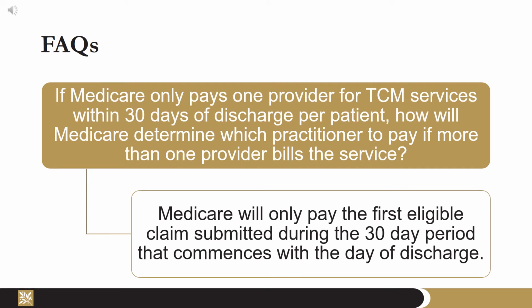Now I'm just going to go over a few frequently asked questions. So one is, if Medicare only pays one provider for a transition of care service within 30 days of discharge per patient, how will Medicare determine which practitioner to pay if more than one provider bills the service? So an example of this would be somebody going to their primary care doctor, that provider billing the visit as a transition of care visit, and then perhaps a few days later going to a specialist and that person also billing for a transition of care visit. So Medicare will only pay the first eligible claim submitted during the 30-day period that commences with the day of discharge. So whoever the patient sees first and whoever bills for that visit first is who Medicare will pay.